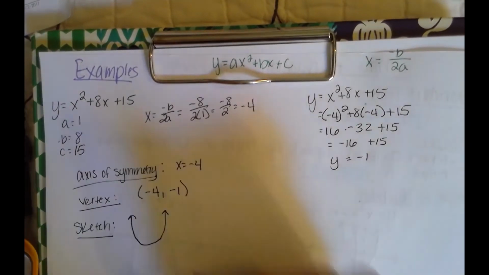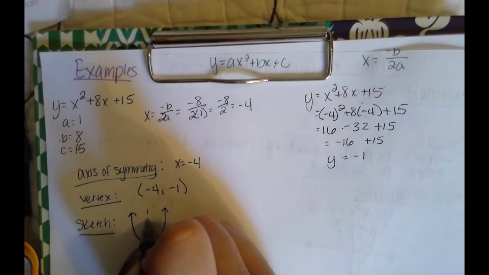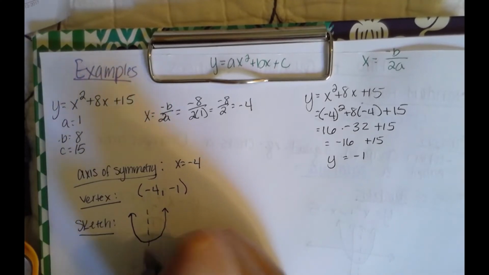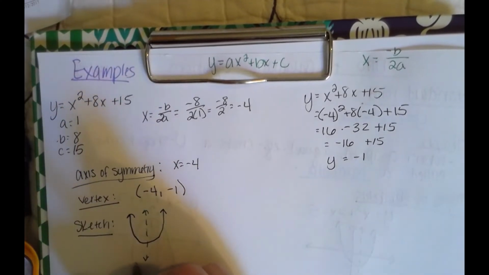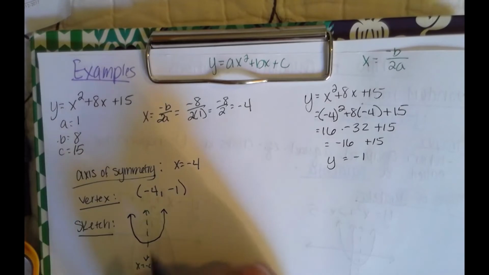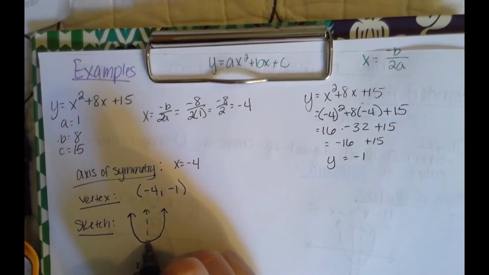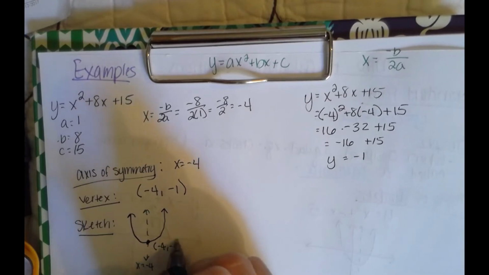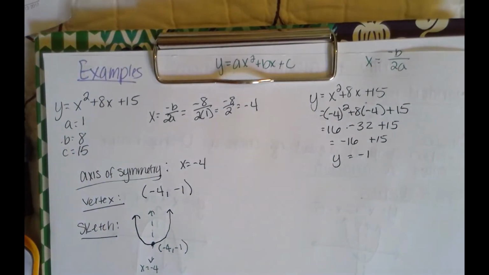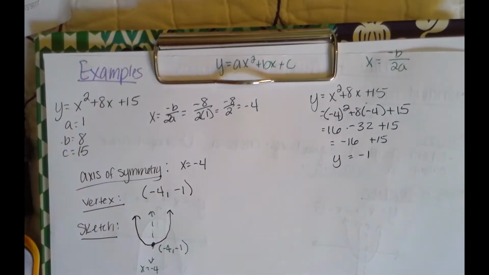You draw your axis of symmetry, which is just a line straight down the middle. And this is the line x equals -4. And then where your axis of symmetry crosses your parabola, that is your vertex point, -4, -1. And that's it. Axis of symmetry, vertex, and your sketch.